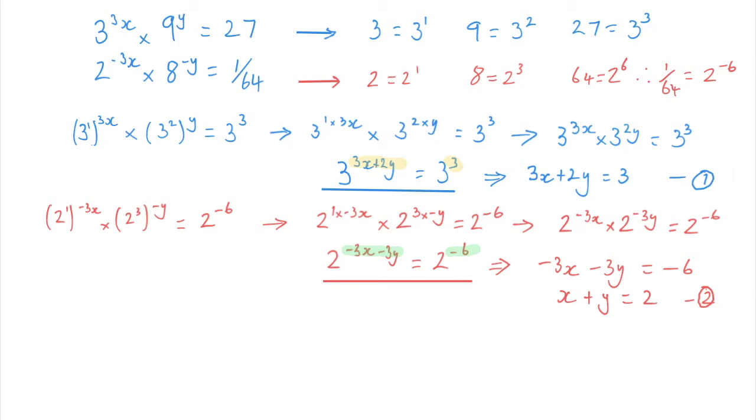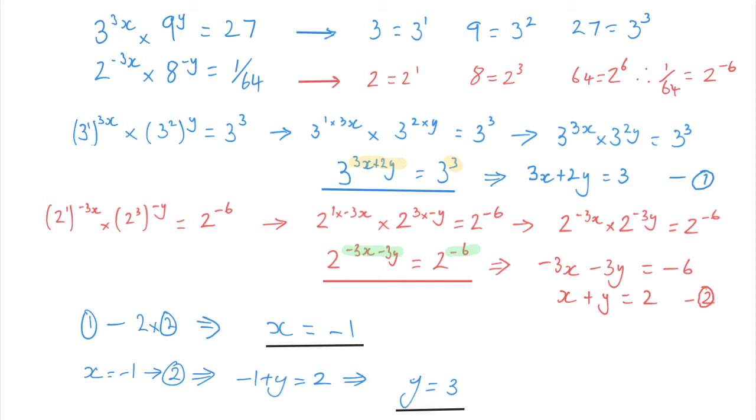It now only remains to solve equation 1 and equation 2 as a pair of simultaneous equations. And the result of this pair of simultaneous equations is x equals minus 1 and y equals 3, as shown. We will next consider part B of this question.